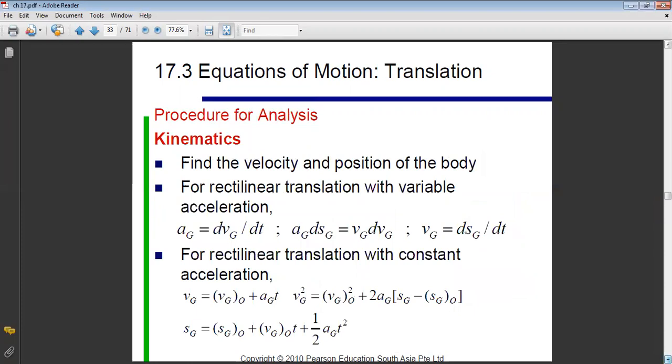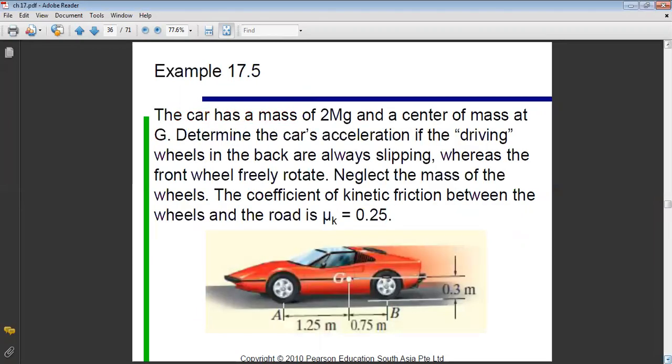Now let us consider an example to see how we solve in 2D motion. The car has a mass of 2 megagrams and a center of mass at G. Determine the car's acceleration if the driving wheels in the back are always slipping, whereas the front wheels freely rotate. Neglect the mass of the wheels. The coefficient of kinetic friction between the wheels and the road is mu_k equal to 0.25.